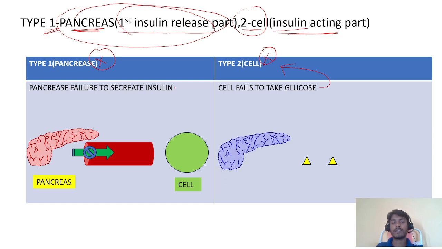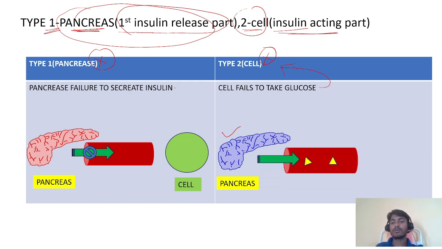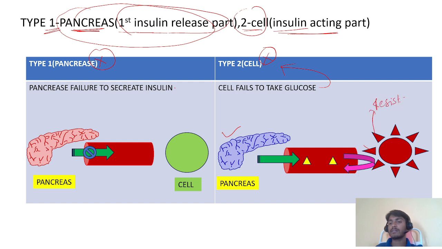When it comes to the type 2 condition, the pancreas is in good condition. It will synthesize the insulin, but the synthesized insulin may not enter the cell, because the cell has resistance. This indicates resistance. The cell has resistance, so the glucose is retained in the blood vessel only. Resistance is produced by the cell, hence glucose may not enter the cells.